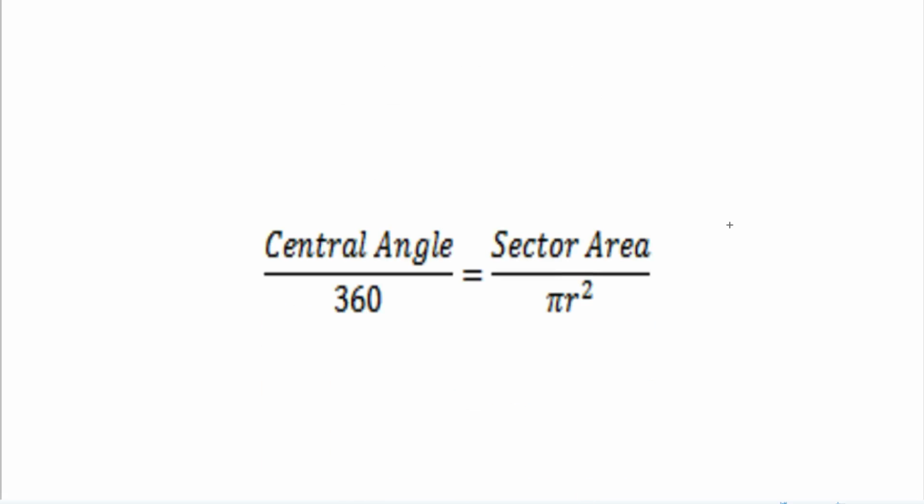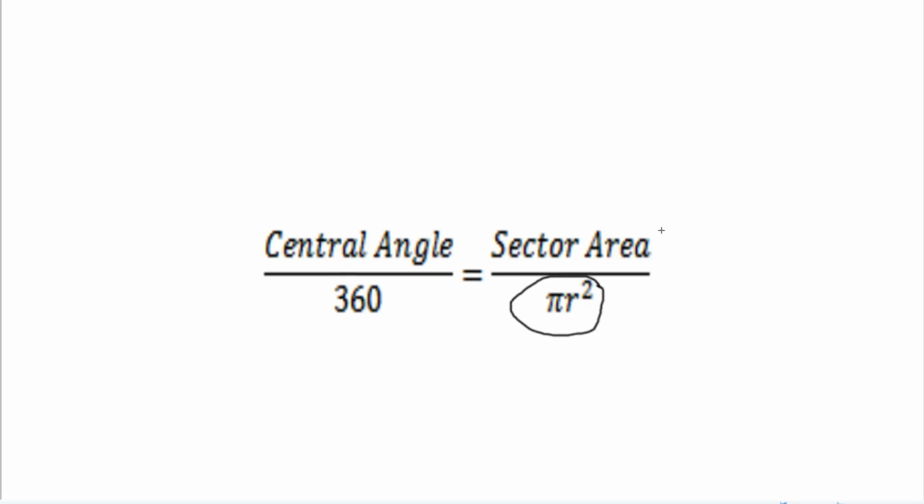This is the formula you must use when solving for sector area. It is very similar to the arc length formula. You must take the central angle over 360 and equal it to the sector area over pi r squared. The pi r squared is the area of the entire circle.